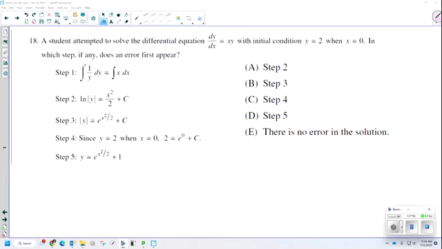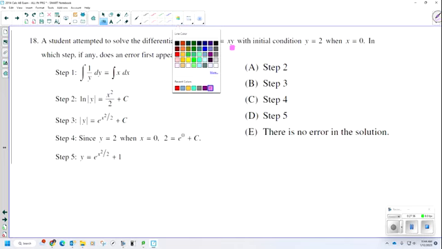Number 18. A student attempted to solve the differential equation dy dx equals xy with the initial condition y equals 2 when x equals 0. In which step, if any, does an error first appear? Okay, I love doing separable differential equations. So the first thing here is I need to get my y and my dy alone on one side.